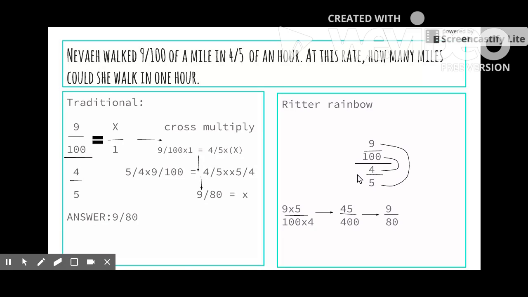The way to do the Ritter rainbow is to take 9 times 5, which is equal to 45, and that would be the numerator, and then 100 times 4 as the denominator, which the fraction will end up as 45 over 400, which is equal to 9 over 80.